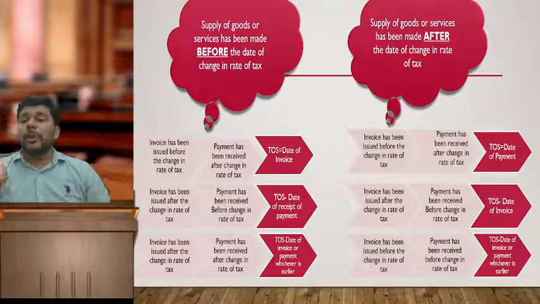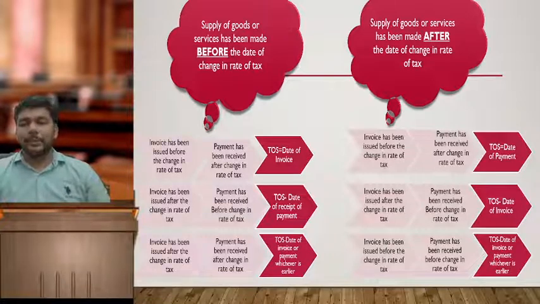Now since the date of payment is appearing after the change, in this case the new rate of tax will be made applicable. Now next, if the invoice has been issued after the change in effective rate of tax, but the payment was received before the change in effective rate of tax, the time of supply as per this provision, and obviously because my supply is happening after the change in effective rate of tax, my time of supply over here will be the date of invoice. And because of the date of invoice being after the change in effective rate of tax, my new rate of tax will be applicable.